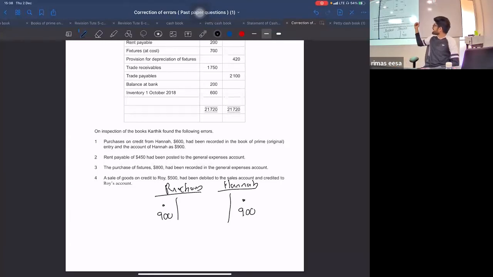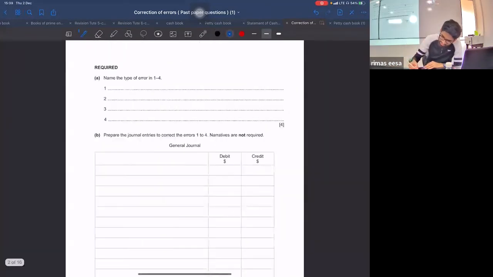Correct amount is 600. If you go and enter 900 in both the accounts, can you tell me the name? Omission, commission, what? Original entry. The first answer should be original entry. Can you go to the first one and write the name of the error, which is going to be original entry? That is error number 1. Name of the first error is original entry.